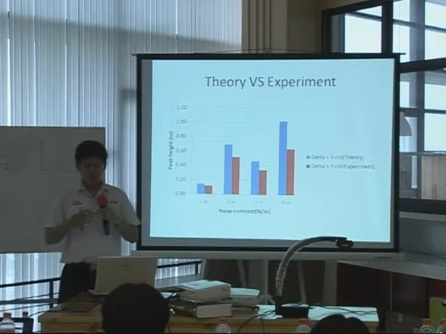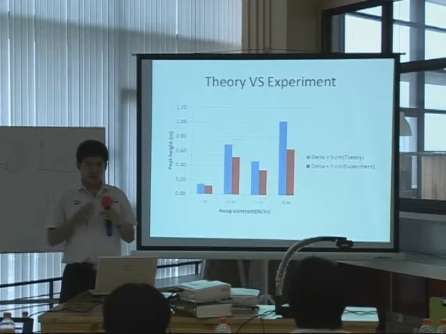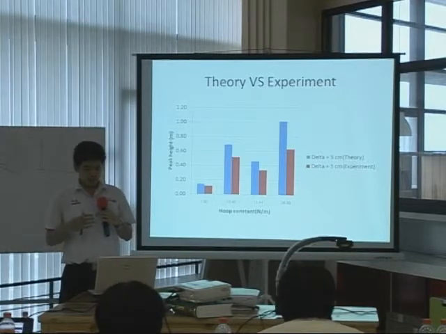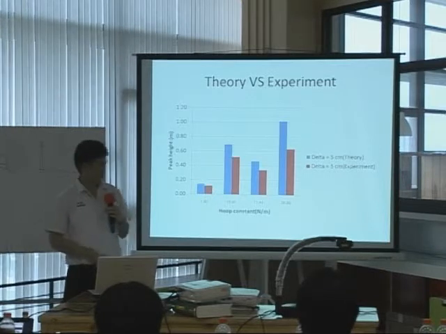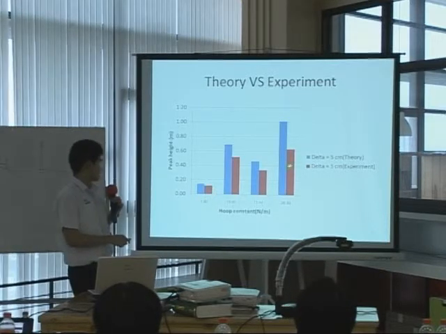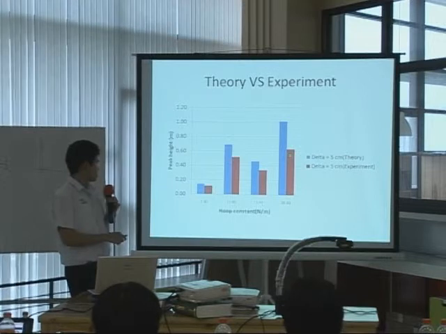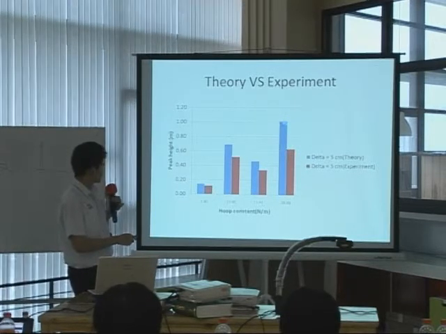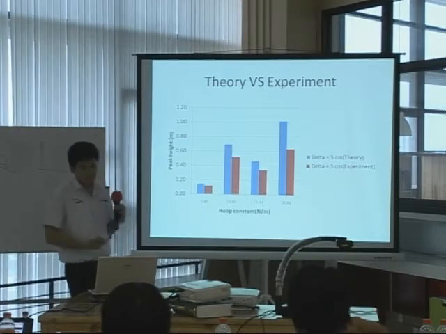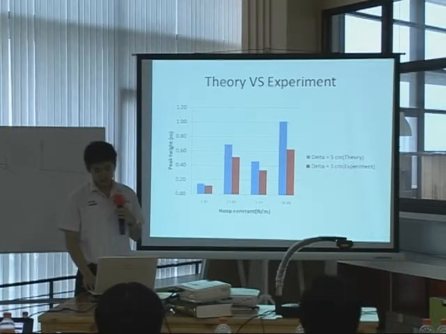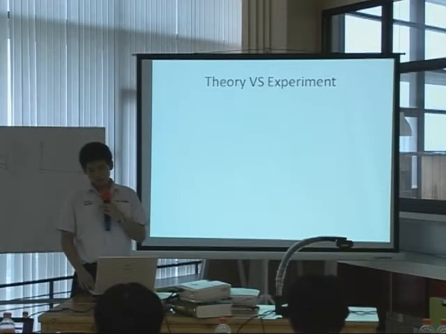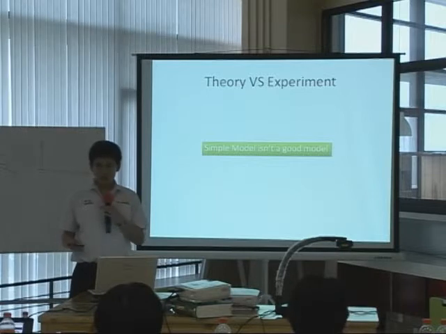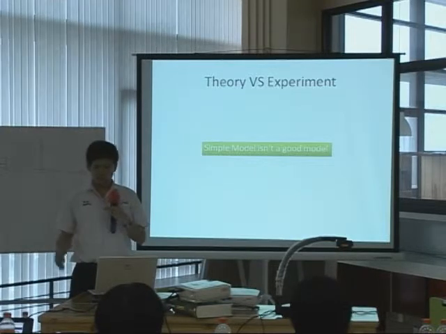Now I will compare the height from my experiment and the theory. You see that blue is the theory and red is my experiment. You see that there is a difference between this point and that point. It means that my simple model is not a good model, and I will change my model to an advanced model.